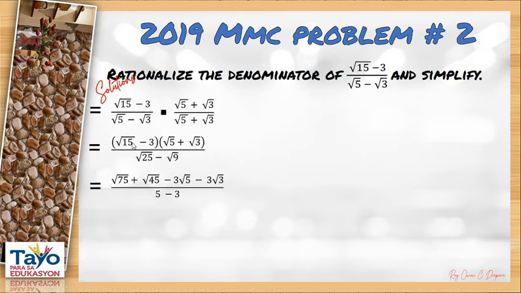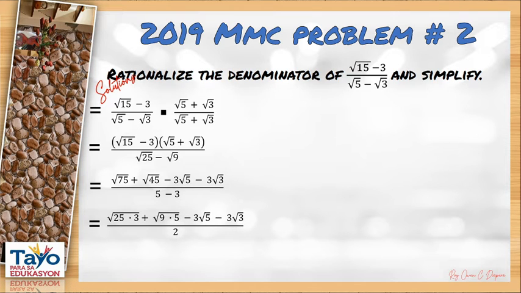Okay. So, multiplying square root of 15 minus 3 to the other side, we apply the FOIL method. No? So, square root of 15 multiplied by square root of 5 is square root of 75. Square root of 15 multiplied by square root of 3 is square root of 45. And negative 3 times square root of 5 is negative 3 square root of 5. Negative 3 multiplied by square root of 3 is negative 3 square root of 3, all over square root of 25, which is of course 5, minus square root of 9, which is of course 3.